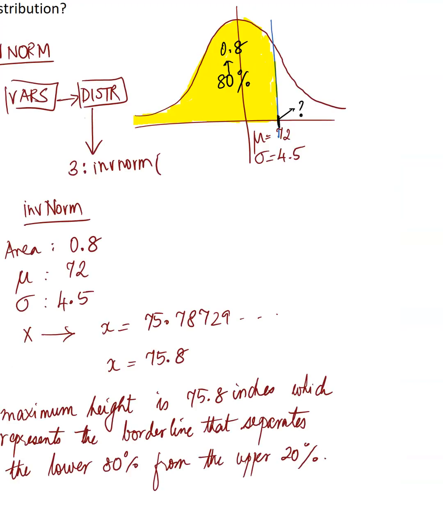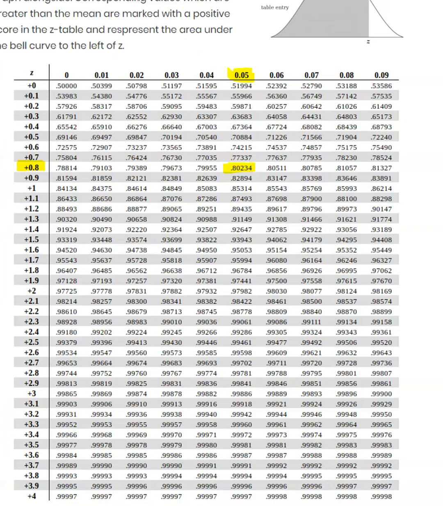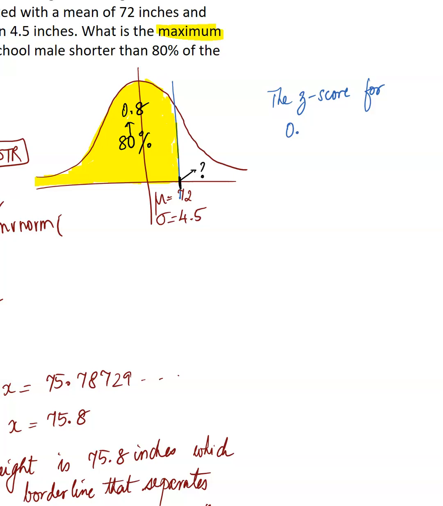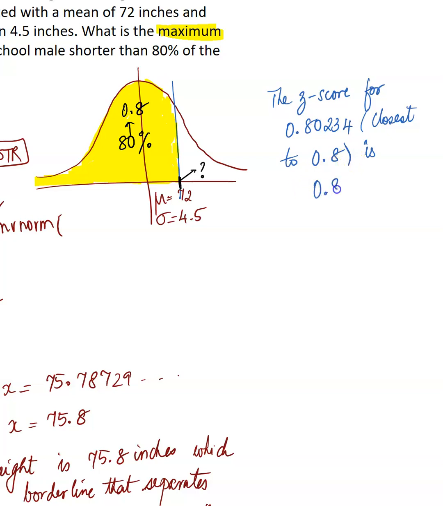So let's come over here and I'll say the z-score for 0.80234, which is the closest to 0.8 that we have, is 0.8 and a 5, so 0.85. Okay, so now your z is 0.85, your mu is 72, and sigma is 4.5.